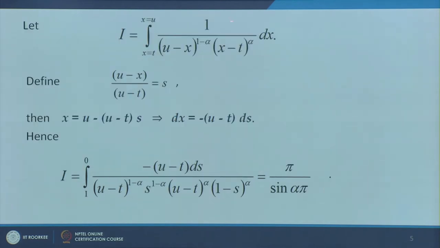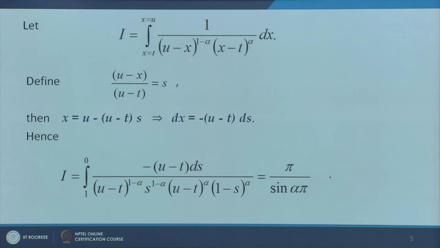So, let us define this transformation: (u minus x) over (u minus t) equal to s. Then x will be equal to u minus (u minus t) into s. So, dx is equal to minus (u minus t) into ds. Let us substitute this transformation here. When x is equal to t, (u minus t) over (u minus t) becomes 1. So, the lower limit for s is 1, and when x is equal to u, s is equal to 0.